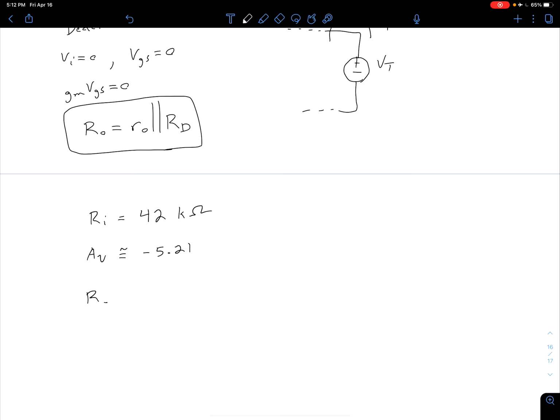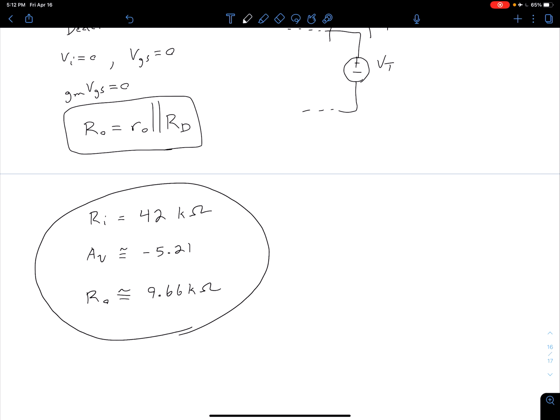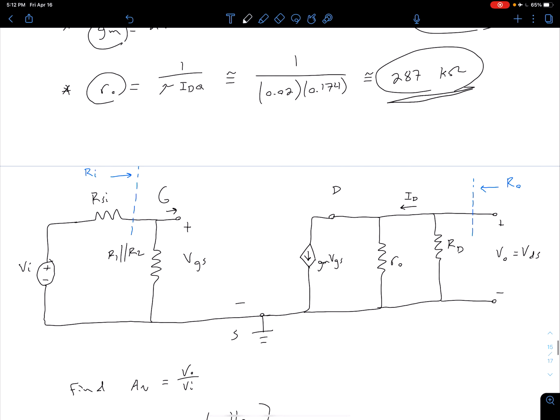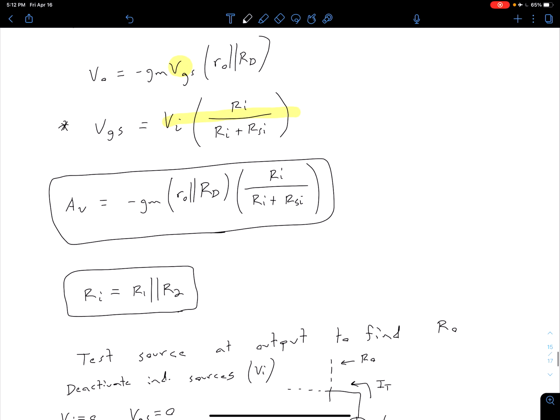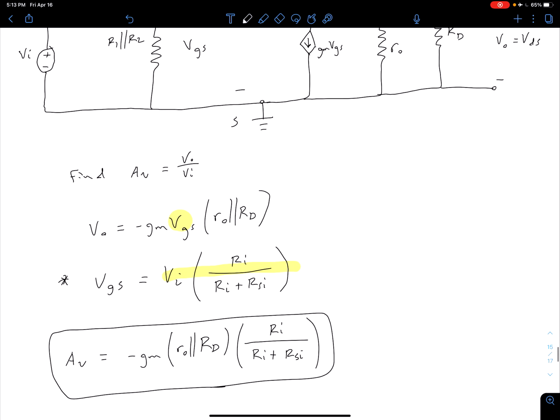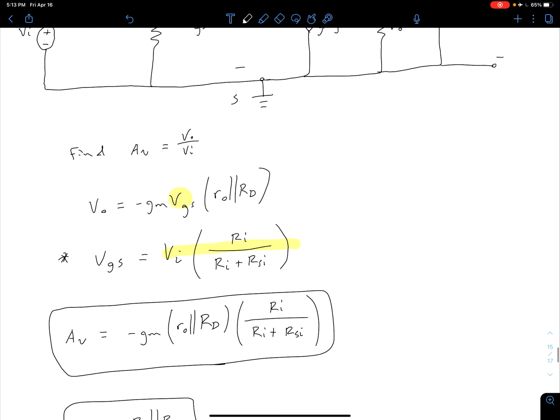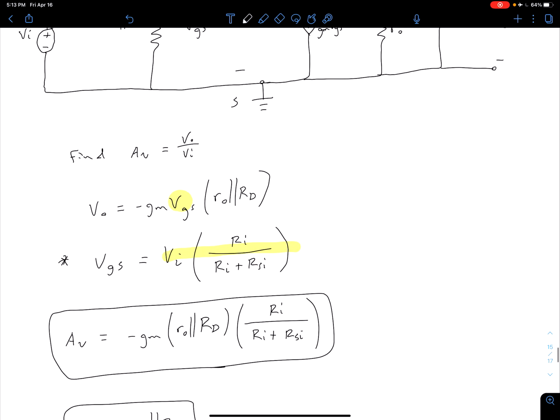And then finally, our R naught value, we expect it to be dominated by RD. And sure enough, if we do that calculation, it comes out to be 9.66 k ohms, which is just a little bit smaller than the 10 k ohm RD. Of course, that 10 k ohm is much smaller than the 287 k ohm of our lowercase r naught. And keep in mind that these equations are for this particular circuit. If we adjust this circuit a little bit, we will have to either adjust these equations or go back and resolve them if we have significant changes.